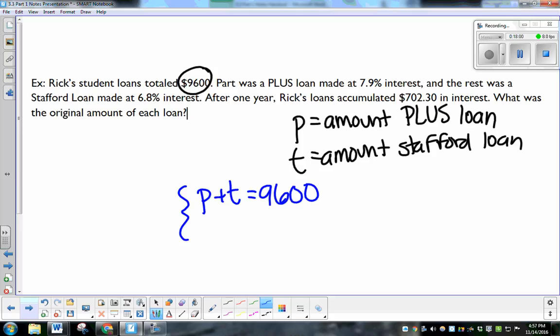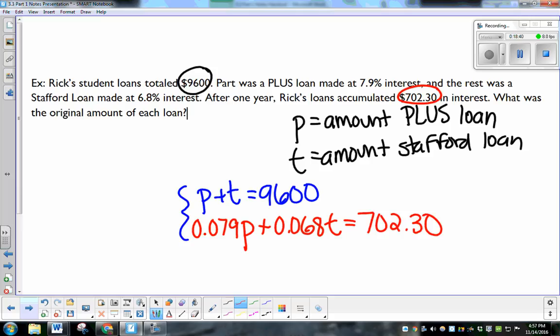Now, we know that when we take 7.9% of P, that's going to give us the interest on P. So I'm going to do 7.9%, which is 0.079P. Plus, I need to do 6.8% of the Stafford loan, so 0.068T. If I add up the two interest amounts, I get the total interest, which should be $702.30. So there's my system of equations.